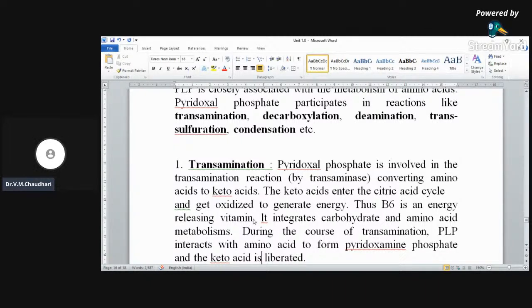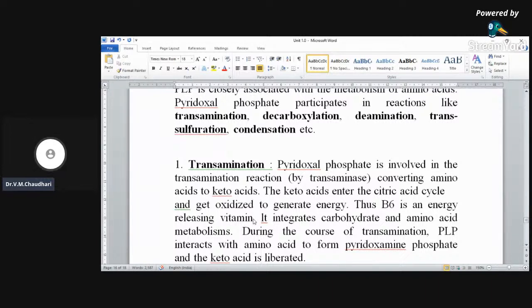Okay, so this transamination involves the use of pyridoxal phosphate. Pyridoxal phosphate converts amino acid to keto acid. Again, the keto acid which is formed enters the citric acid cycle and is completely oxidized to generate energy. Thus, B6 is the energy releasing vitamin.